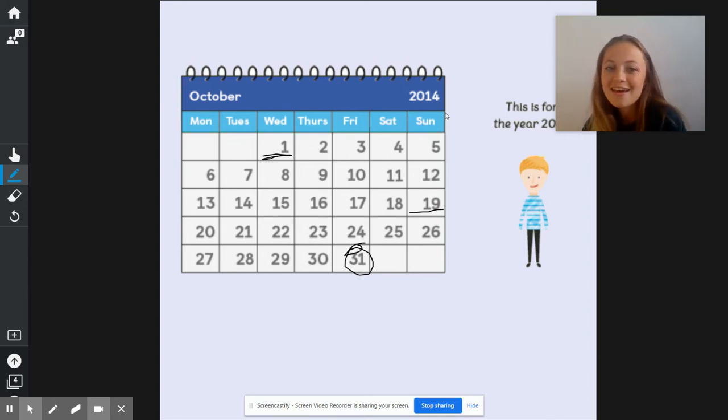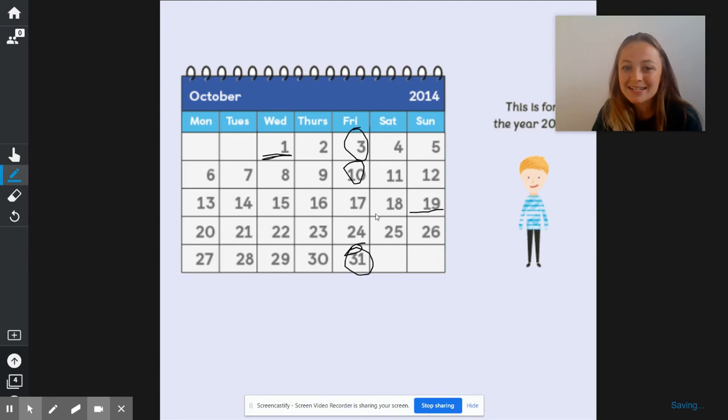Can you find the first Friday of the month? So here's our Friday column. F stands for Friday. What's the first Friday of the month? It must be this one here. So it was the 3rd of October. What about the second Friday of the month? So the 3rd of October was the first Friday. So we go along, we come down to the next Friday, which was the 10th of October.